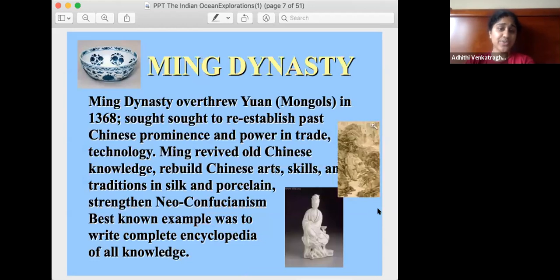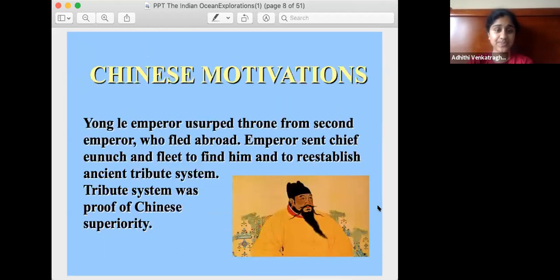The Ming Dynasty overthrew the Yuan of the Mongols in 1368, and they sought to reestablish past Chinese prominence and power in trade and technology. So they revived old Chinese knowledge, rebuilt the arts, skills, and traditions in silk and porcelain, strengthened Neo-Confucianism, and the best-known example was to write a complete encyclopedia of all of the knowledge. The motivations were the emperor who usurped the throne from the second emperor who fled abroad, and the emperor sent the chief eunuch and fleet to find him and to reestablish the ancient tribute system. So the tribute system was proof of Chinese superiority.